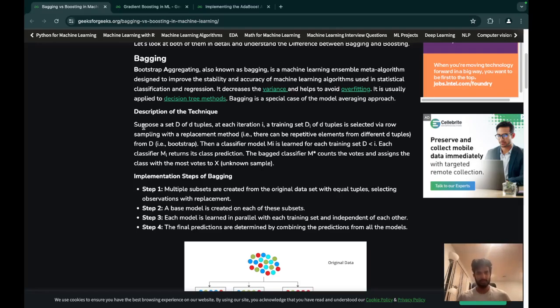Suppose a set of D tuples. At each iteration i, a training set Di of D tuples is selected. What is a sampling with replacement method? Basically, every time you're sampling, you're not deleting those, you're gonna reuse them. But then a classifier model Mi is learned for each training set Di, less than i, I don't know what that means.